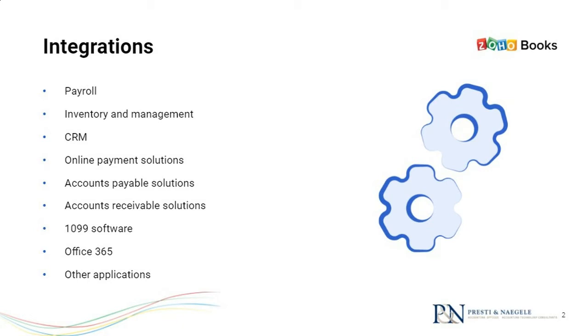have. So one of them is payroll, inventory management, which Zoho Inventory is great. CRM, that's Zoho's wheelhouse. Online payment solutions that Tala went over before switching. Accounts payable, accounts receivable solutions, 1099 software, Office 365, and any other applications that you have.